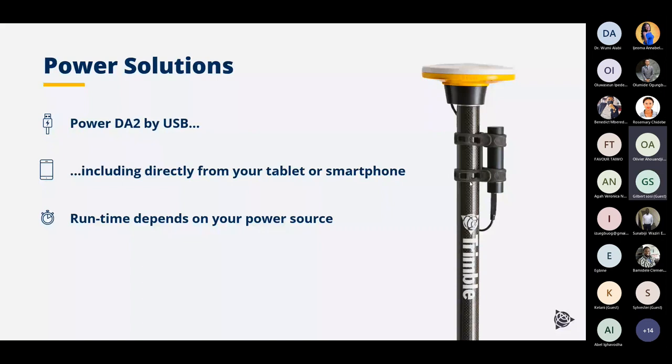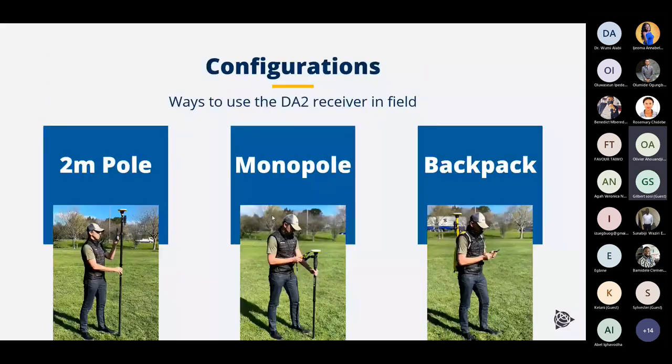As you can see there, this is somebody using a 2 meter pole with a DA2 Catalyst. You can use a monopole, which is a shorter version of the 2 meter pole. You can also use it without any kind of pole. You just put it in a backpack, connect to a controller using Bluetooth, and you continue working in the usual way. Depending on the workflows, all these are flexibilities that you can enjoy in the field.